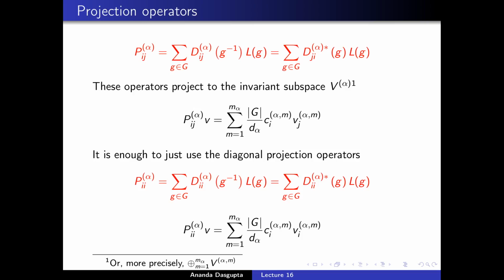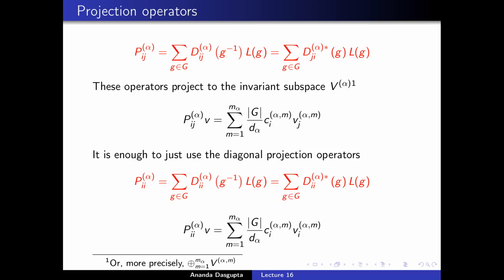For many purposes it is enough not to use this many projection operators. Rather than allow i and j indices to take arbitrary values, you choose both of them to be equal. So these are called the diagonal projection operators. Here the weighting factors D^alpha_ii(g inverse) are the diagonal elements of the d alpha irrep matrices. And again, for the unitary case, this simply becomes D^alpha_ii star(g) L(g).